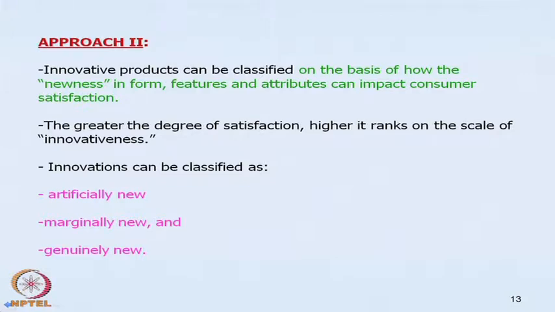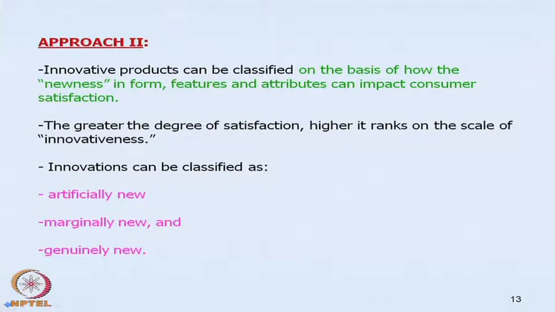Now, there is another approach to defining or classifying the product oriented definition of innovation. There is another approach how we can classify new products as per the product oriented definition of innovations. Innovative products can be classified on the basis of how the newness in the form, in the features or the attributes can impact customer satisfaction. So, the greater the satisfaction, the higher it ranks in terms of innovativeness.